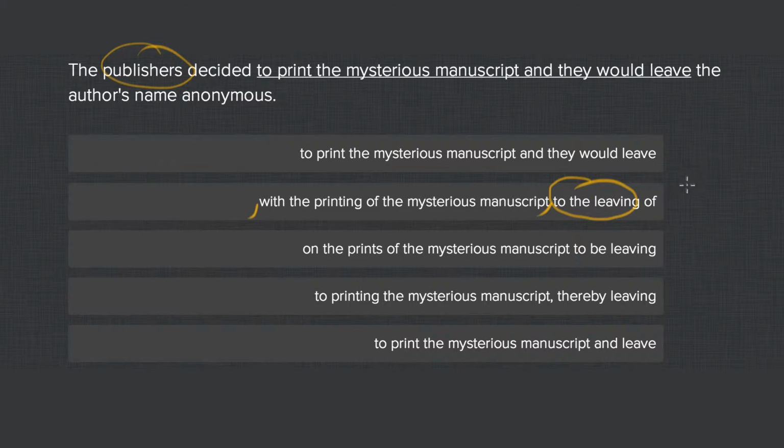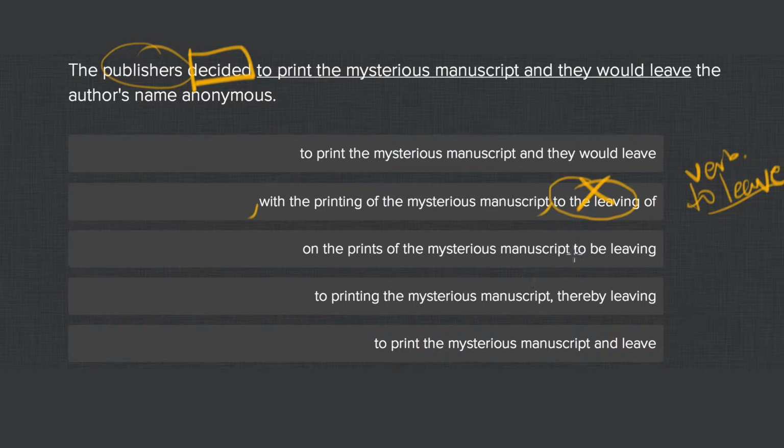The correct verb here would be to leave. You want an infinitive because we already have the verb. We have the publishers decided. They decided to leave, so you'd want to use an infinitive. We don't have that, so it's wrong, and I call this wrong for verb reasons.